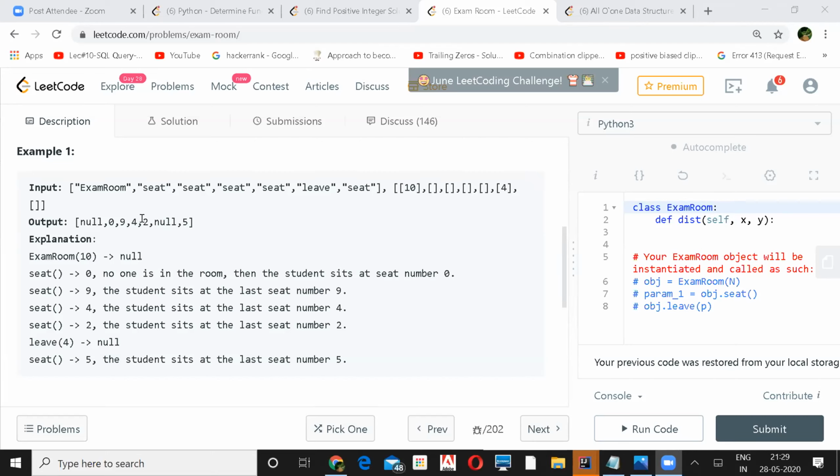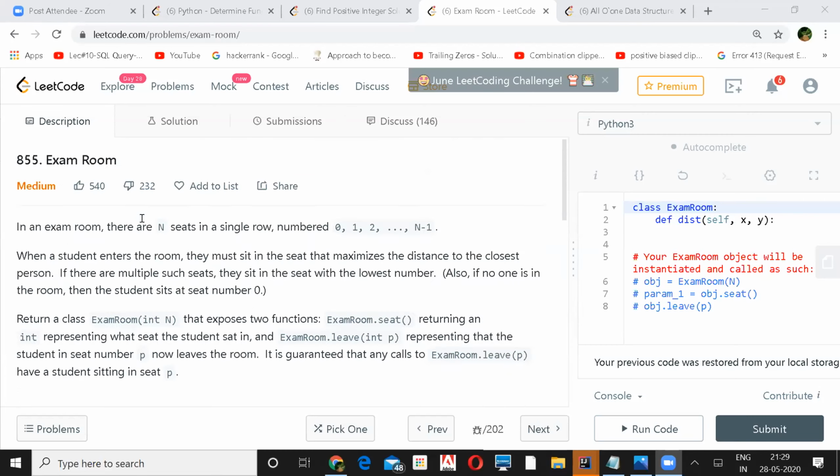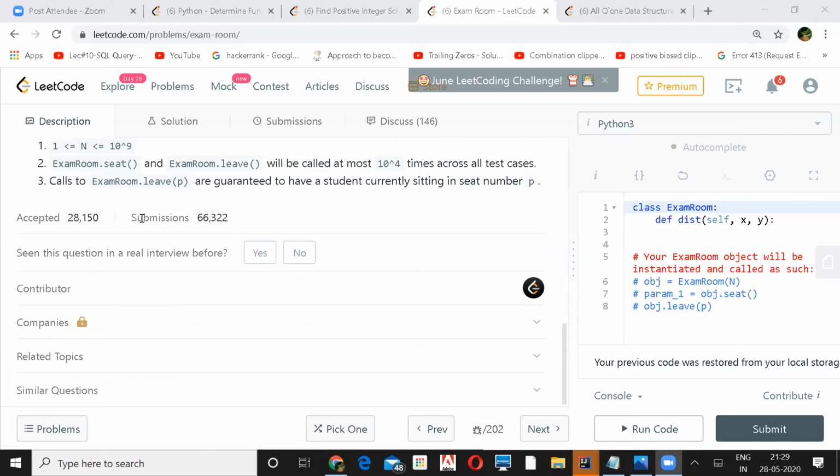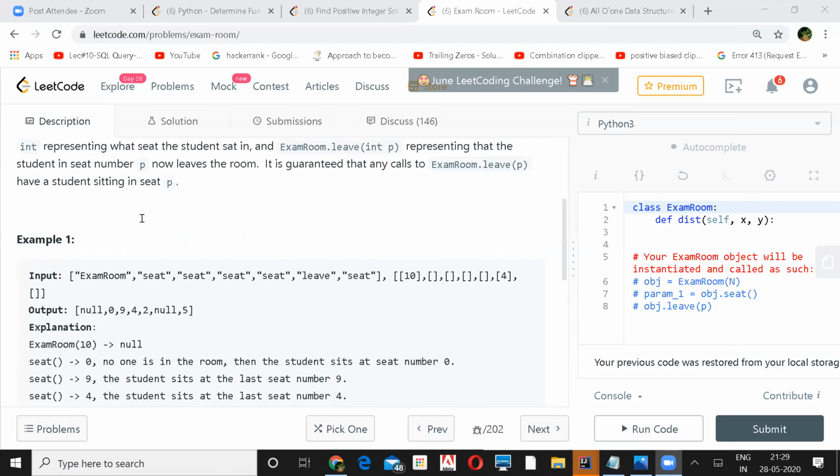Okay, I get it. In the question it was written that when there is a leave, there is already a seat occupied. Yeah, that's the LeetCode way of representing.